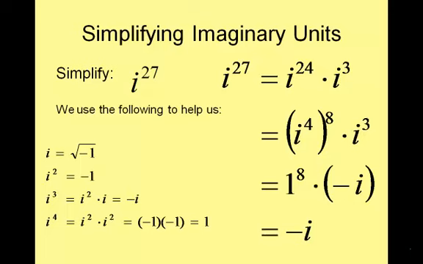So the 27, we can break that down into 24 and 3. If you have multiplication, you add your exponents, so 24 and 3. This allows us to break down the 24 to 4 to the power of 8. When you have a power to a power, that's multiplication. Now remember, i to the 4th is equal to 1. So basically this entire portion is 1 to the 8th, which is just 1. The i cubed, if you notice from the previous slide, is -i. So you end up with -i. Whenever you have higher powers of i, you always want to make sure to break them down into products of 4.